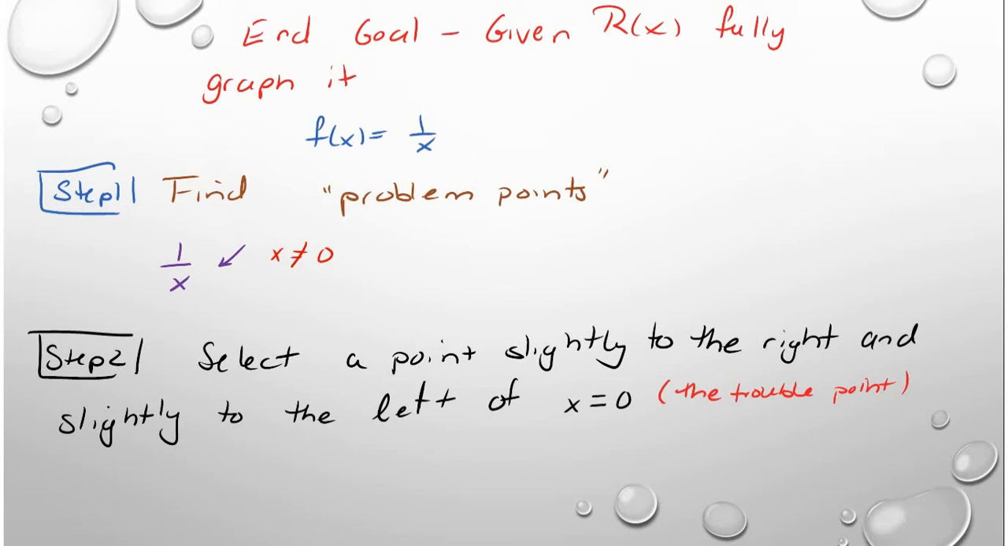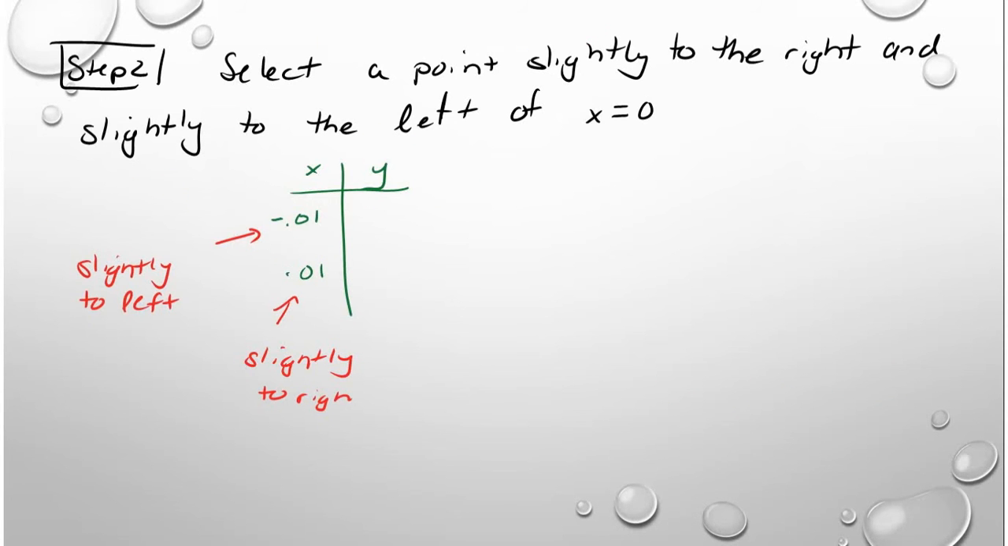You could have more than one trouble point. We didn't do a problem like that. I did at the end, actually. I just didn't do it neatly. So slightly to the left of 0 is minus 0.01. Slightly to the right of 0, misspelled, is 0.01. So you get minus 100 and 100. That tells you they're very large. I should have actually chosen something like minus 0.0001.